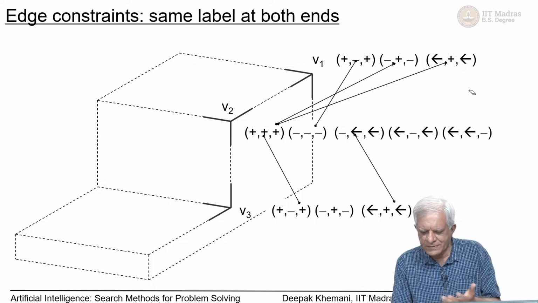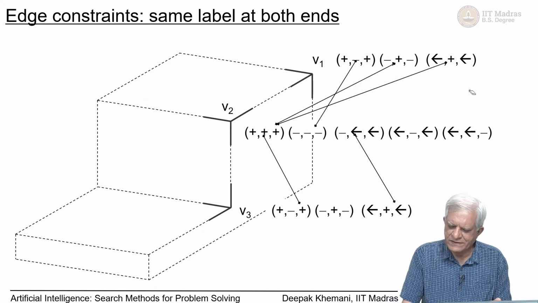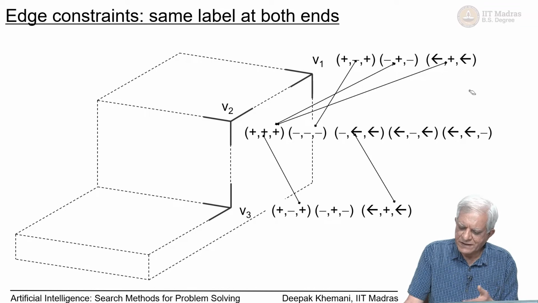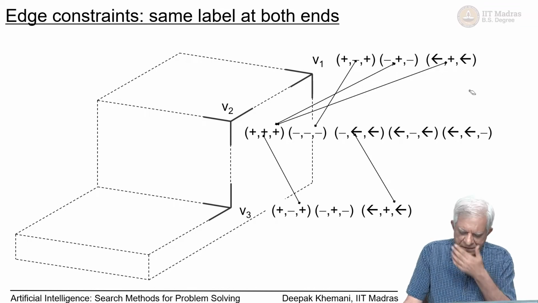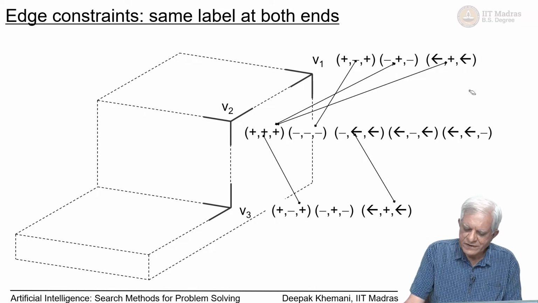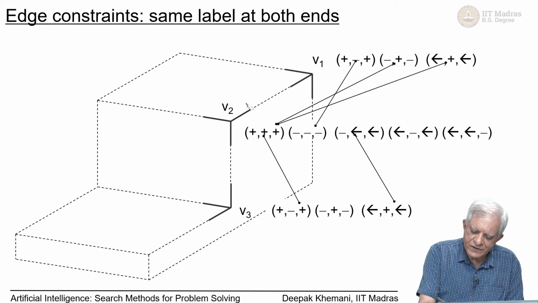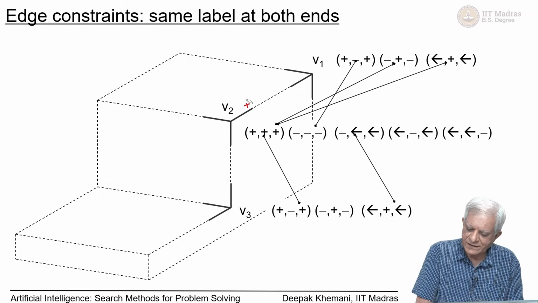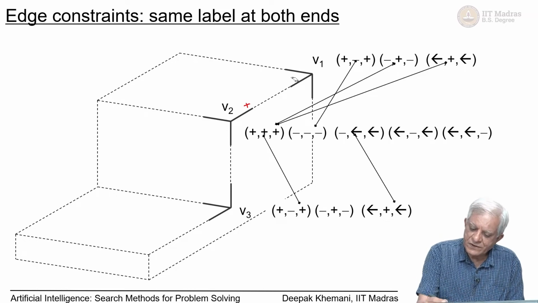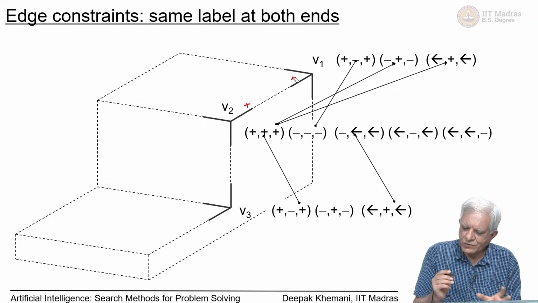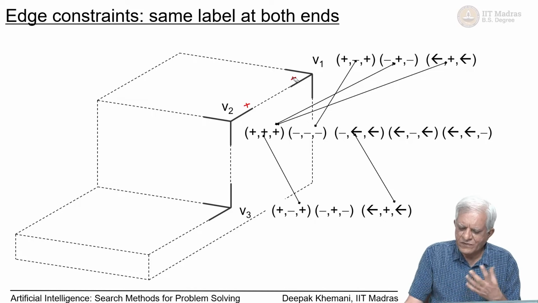So, not surprisingly, they have the same kind of constraints: plus-minus, plus or minus, plus-minus, or arrow, plus, arrow, whereas vertex 2 is that Y kind of a thing, and it has these 6 things essentially. The only thing we are saying here is that if you are labeling this edge as plus in vertex 2, you must also label the same edge as plus in vertex 1. So, you must choose that combination which is consistent with this.